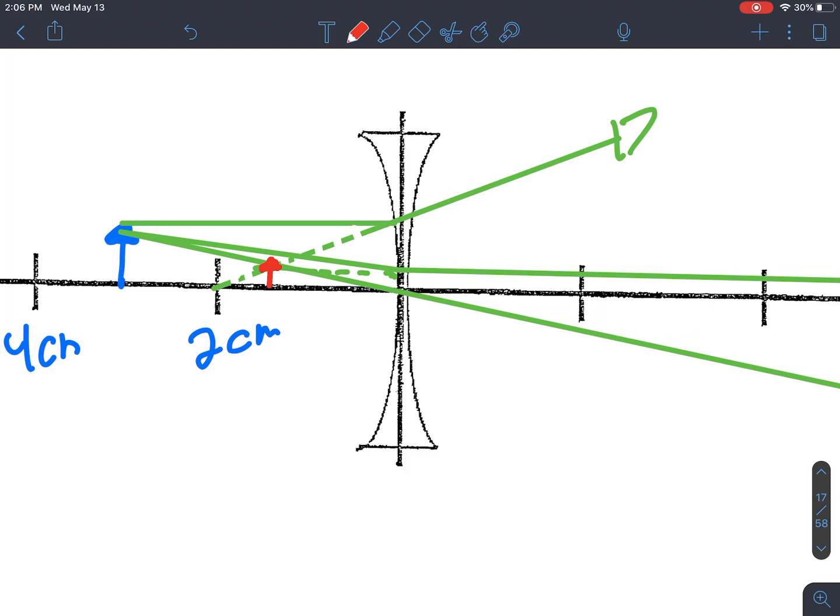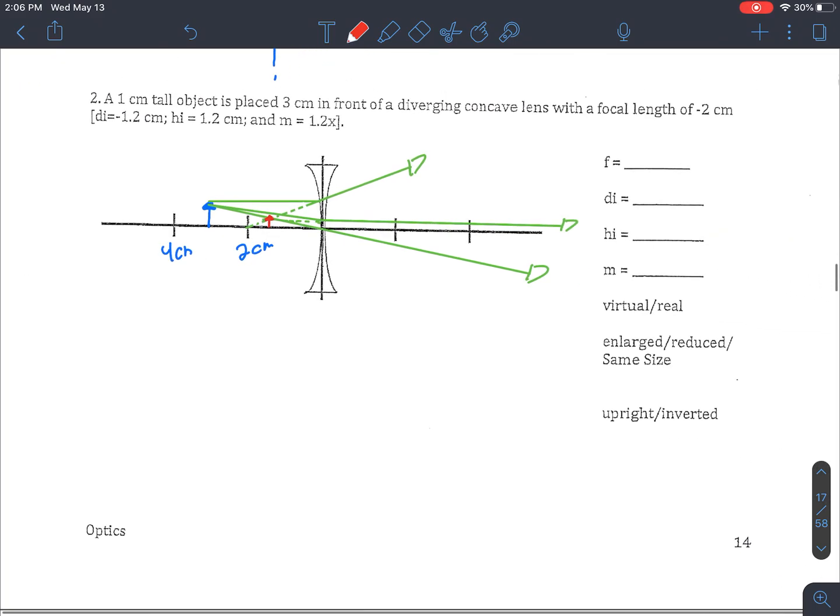And it's going to be virtual because the light's actually not converging there. It appears to converge there. And we can see that it is going to be smaller. It's right side up. So let's go through all the calculations. So again, if I do, I die. It's a -2 centimeter focal length. And it's negative because it's on the same side as the image and not actually focusing the light.